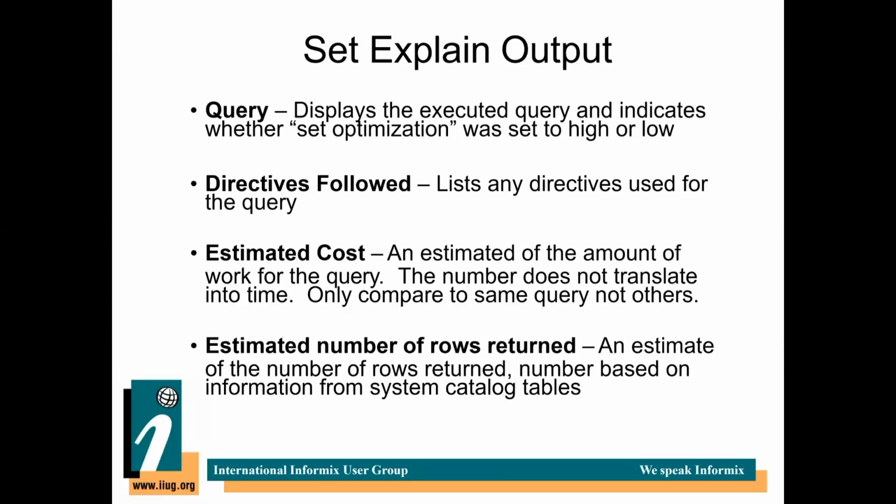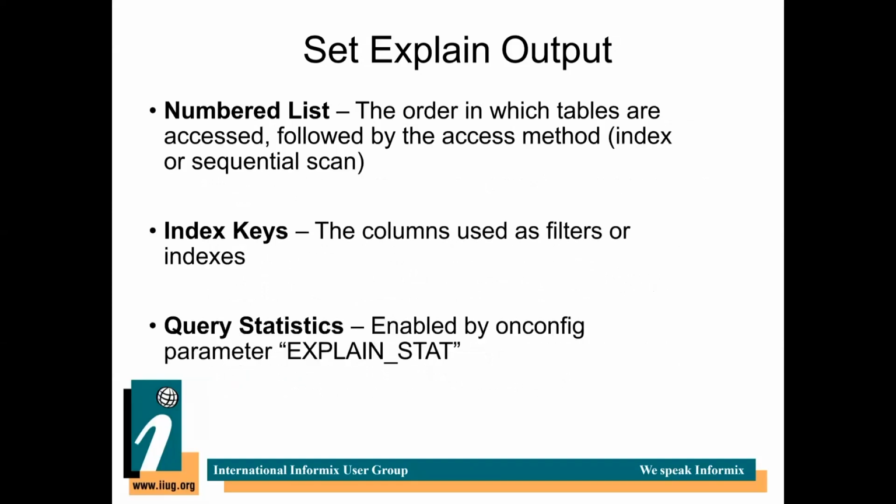And then estimated number of rows returned. This is an estimate of the number of rows returned based on the information from the system catalog tables. Also, you have a numbered list. This is the order in which the tables are accessed, followed by the access method, either index or sequential scan. Then you have the index keys, which show the columns used as filters or indexes, and then the query statistics, enabled by the onconfig parameter EXPLAIN_STAT.